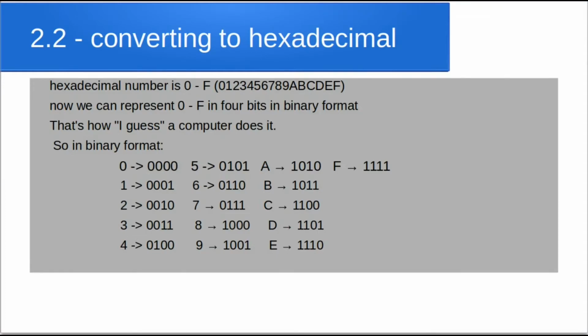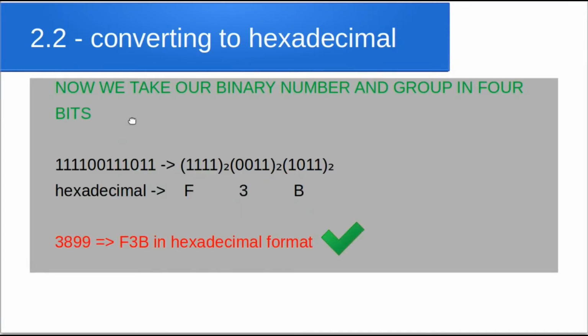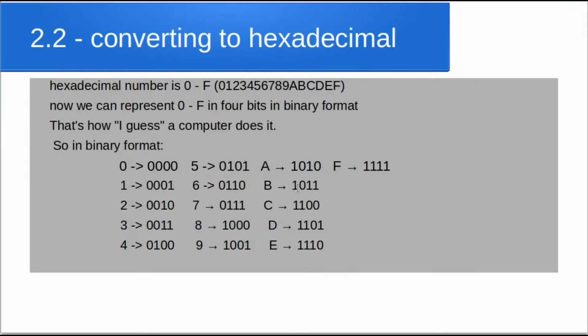Okay, now we take our binary number and group it in 4 bits. So I take my binary number for 3899, which we converted earlier, and here it is, and we group it in 4s. Take the first 4, the second 4, and the third 4. This one, 1, 0, 1, 1, is a B. If you go back, you'll see that 1, 0, 1, 1 is a B.